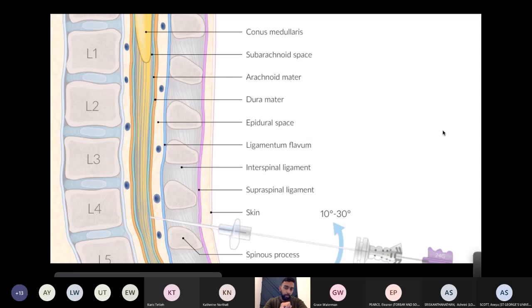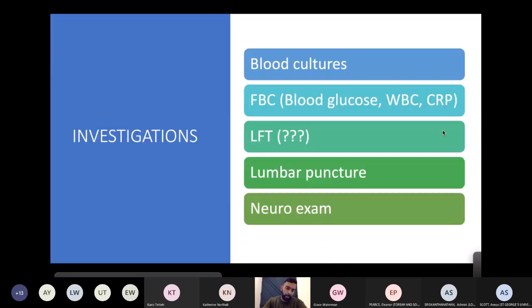So you take a sample of this fluid and you test to see if it's bacterial or viral. So that's lumbar puncture.